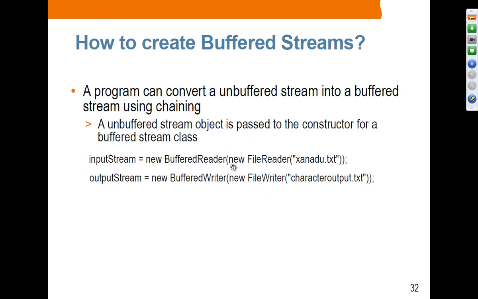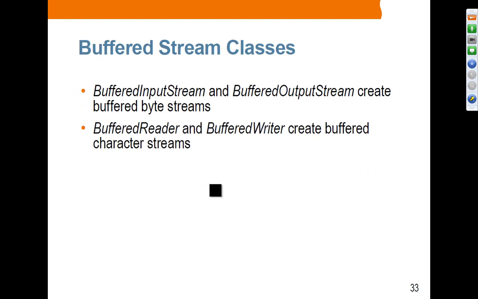Again, this is an example we have seen before. We created a file reader object, and then we chain the buffered reader with it, so that we now have an input stream that provides buffered input streaming, and the output stream here is going to do writing in a buffered fashion, providing better performance. Buffered input stream and buffered output stream are for byte streams, and buffered reader and buffered writer are for characters.